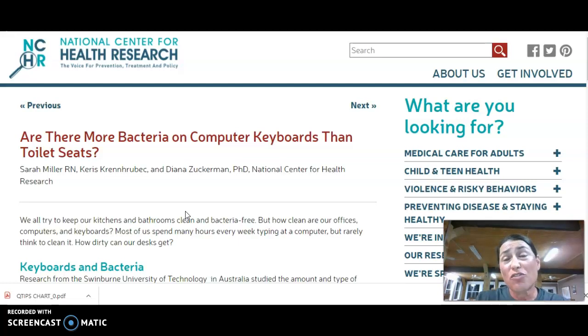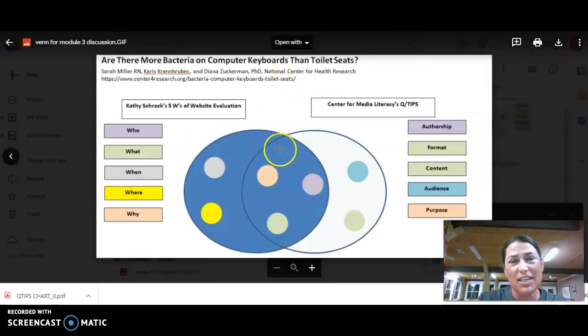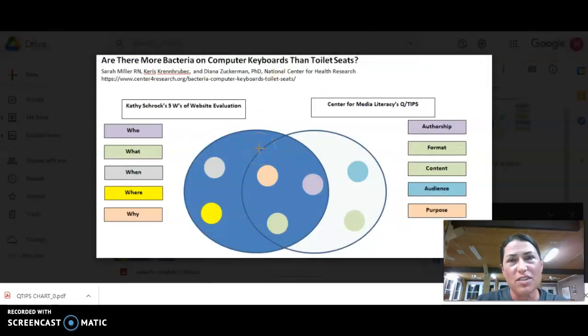So I chose this article for this assignment, and I chose to use Kathy Schrock's 5 W's for website evaluation, as well as the Q-tips for the Center for Media Literacy. Looking at those, I'm going to show you what I've done. I'm very visual, and so I made a Venn diagram to show the similarities and differences between those.